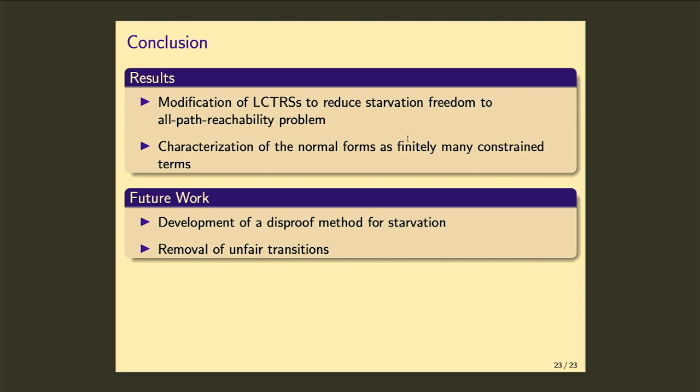And second is a removal of unfair transitions. We didn't consider fairness or scheduling, so only one process can keep transitioning, but that's not practical. So we have to remove those unfair transitions to verify more practical examples. That's all. Thank you for listening.